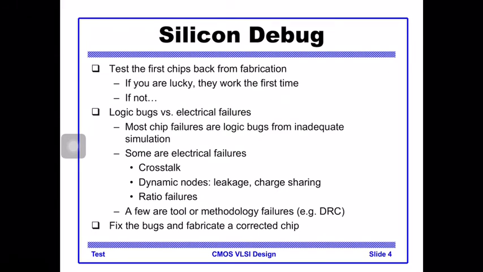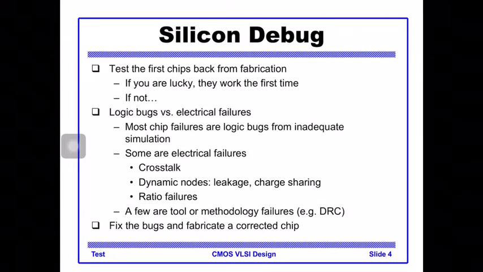The next part is silicon debug. Silicon debug is what you do when the chip has been fabricated and completed. You have to verify the chip. If you are lucky, the chip will work from the very first design. If not, you have to redo the test and redo the design if the chip doesn't work, and there will be several iterations.